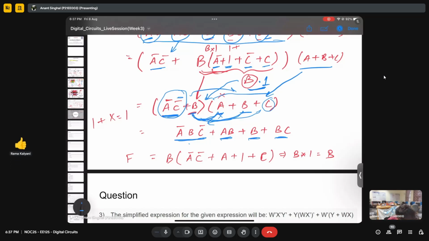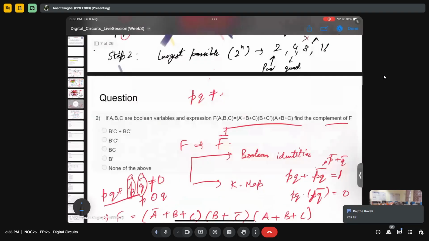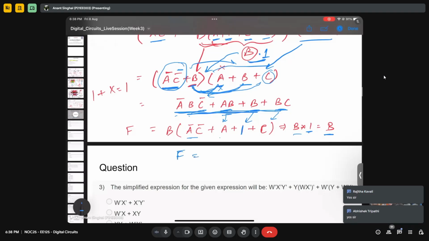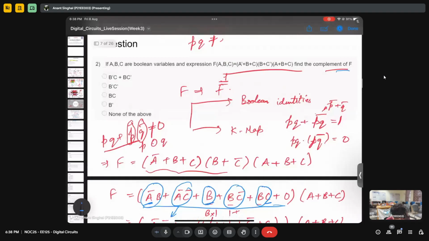Okay. Yes, sir. Yeah. So now what you can see is I can take B common from all these terms. So if I take that, it will again become A complement C complement from here, then A from here, then 1 from here, and then C from here. So 1 plus any term will again give me 1, that is B times 1, and it is nothing but B. Now the question has asked about the complement of F. So this is actually F, so the complement of F will be B complement, right? So the answer would be option D.